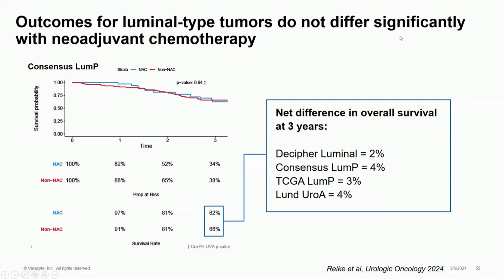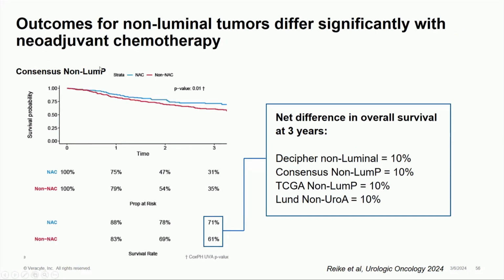What's interesting then is we ask the same clinical questions we asked before, and we say, did luminal patients benefit from chemotherapy? And we see the exact same patterns. So this one's the consensus luminal papillary versus all non-luminal papillary. And you can see that there's a net difference of about 2%. And this is consistent across all these various models, doing exactly the same comparison. Likewise, the net difference in overall survival for the non-luminal papillary patients, again, across the board is about 10%. So we're literally looking at the same patient population, capturing them with different models.